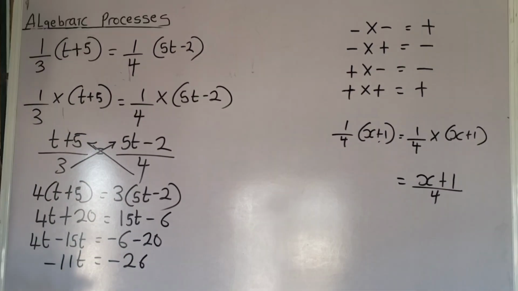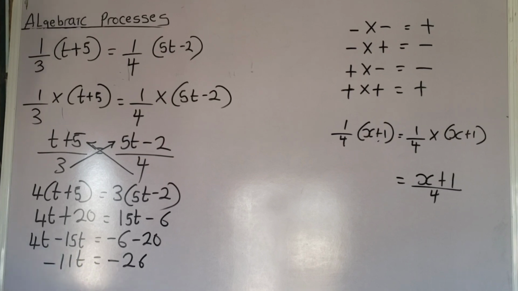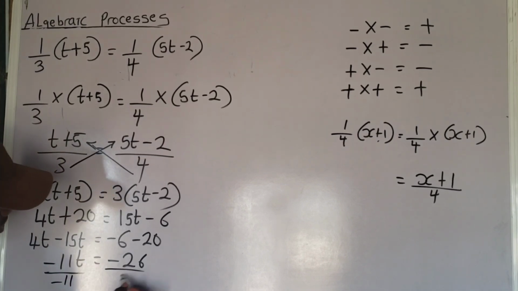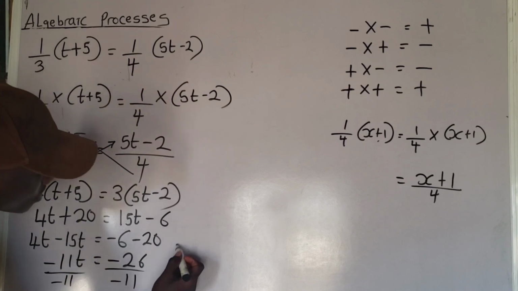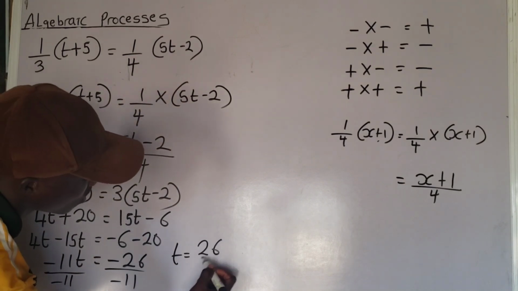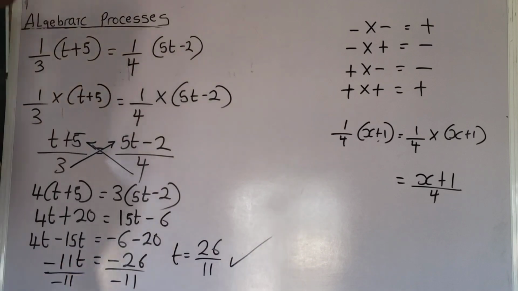Negative 26. So the next step here is to divide both sides by negative 11. You understand? So I'm going to have this over negative 11, this over negative 11. So t will be equals to 26 all over 11. That is the final answer. Do you understand? Okay, let's have the second question.